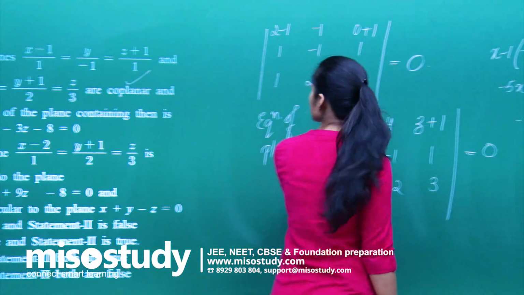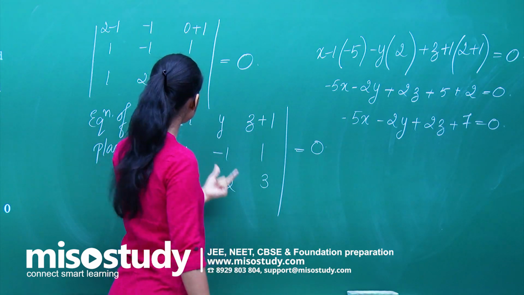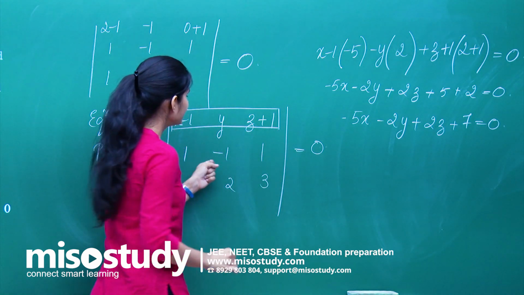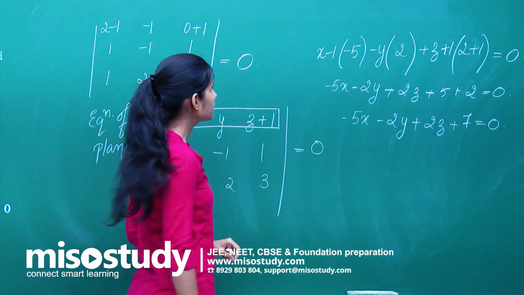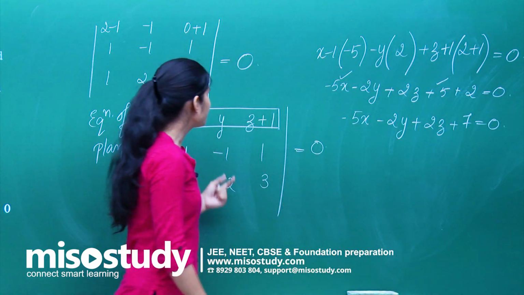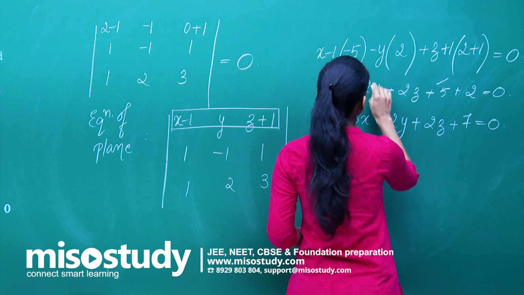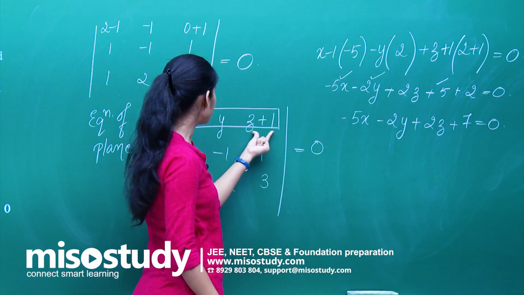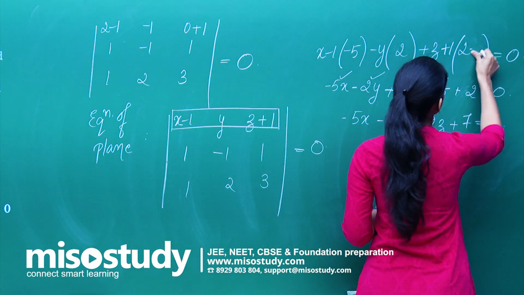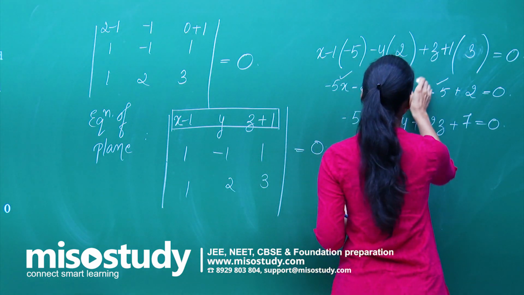Let's just check. We have x minus 1, y and z plus 1, 1 minus 1, 1 and 1, 2, 3. So x minus 1, if I am expanding along the first row, then this is minus 3 minus 2, which is minus 5. So you get minus 5x plus 5. Right? Then you have minus y, and then you have 3 minus 1, which is 2. So this is minus 2y, and then you have plus z plus 1, and then you have 2 plus 1, that is 3. So this becomes 3. Fine. So you basically get 3z plus 3.